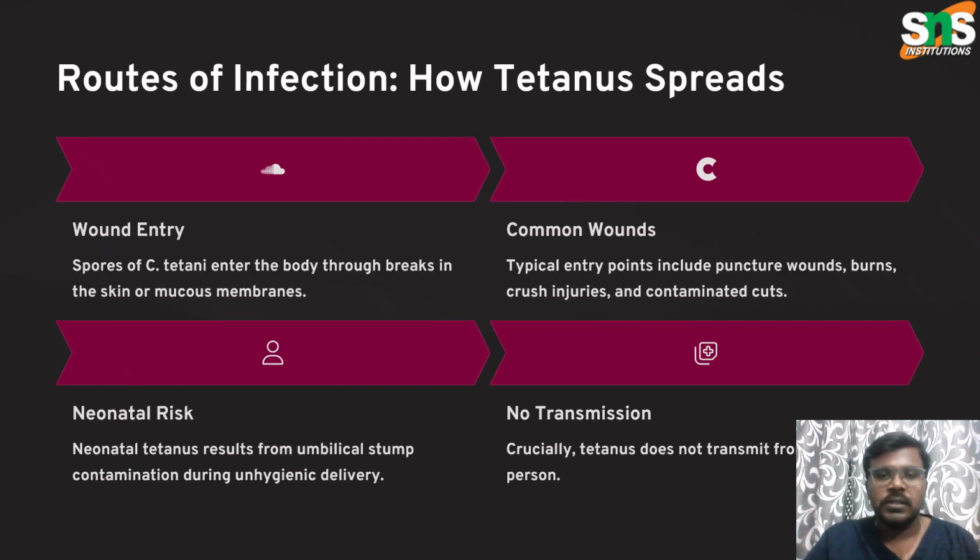Route of infection: tetanus is mainly transmitted through wound entry. Clostridium tetani enters the body through a break in the skin or mucous membrane. Typical entry points include puncture wounds, burns, crush injuries, and contaminated cuts. Neonatal tetanus results from the umbilical stump being contaminated during unhygienic delivery. It is not transmitted from person to person.